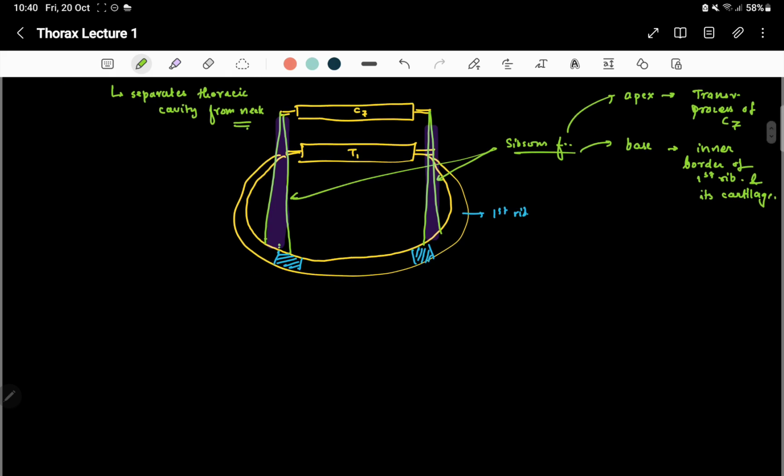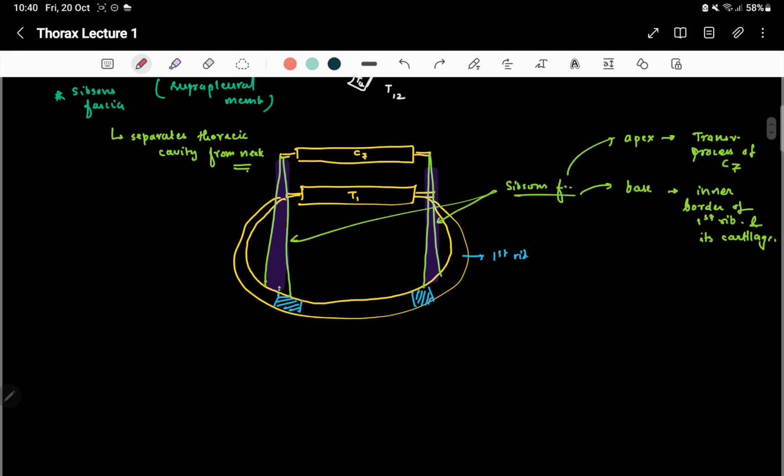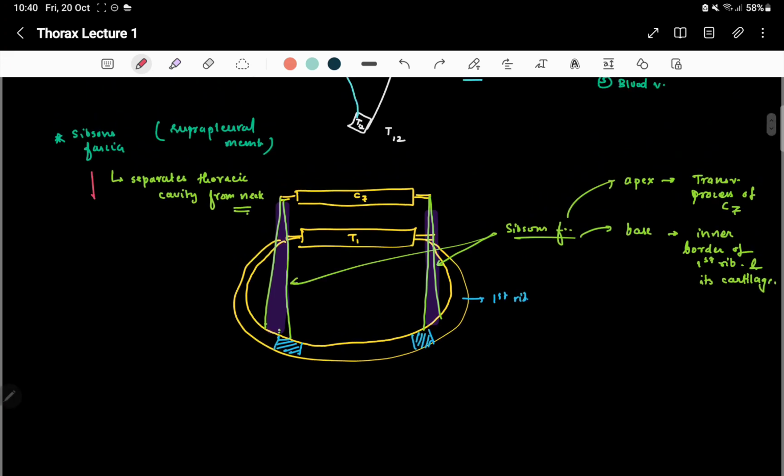The inferior surface is fused with the cervical pleura also, and in the superior surface, the subclavian vessels pass through it. So these are not much important here. Okay, this is the degenerated tendon of scalenus minimus muscle.